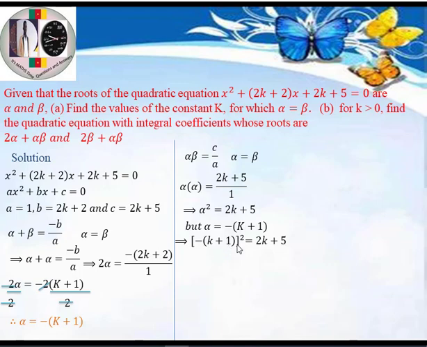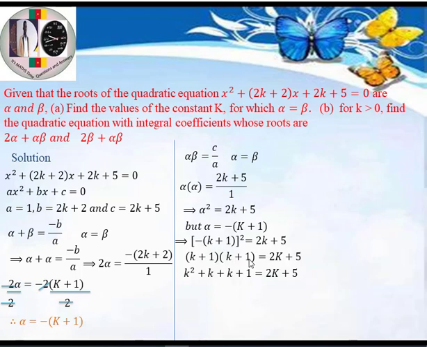You see, the square bracket here is because we are also squaring the minus, because alpha includes that minus sign. So if we square minus, minus times minus is positive. So we simply have (k plus 1) squared, and (k plus 1) squared simply means (k plus 1) times (k plus 1), which equals 2k plus 5. If we open up this bracket, we have k times k is k squared, k times 1 is k, 1 times k is k, and 1 times 1 is 1. So we have k squared plus k plus k plus 1 equals 2k plus 5.